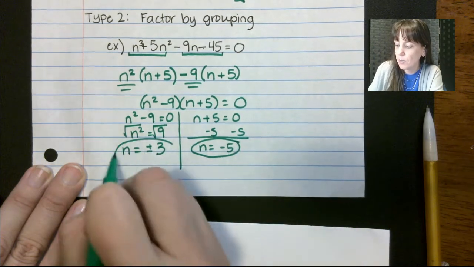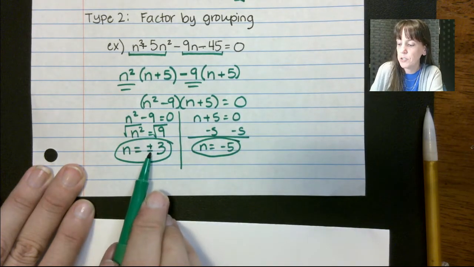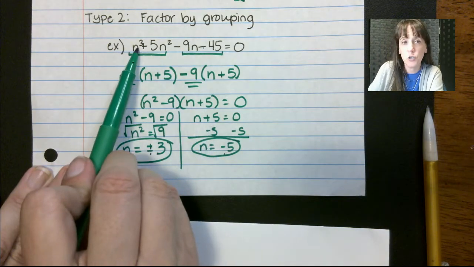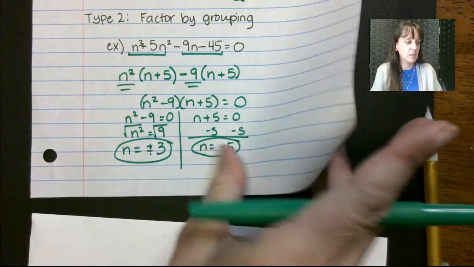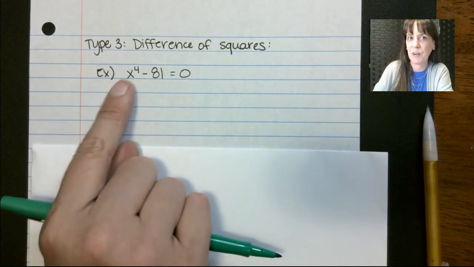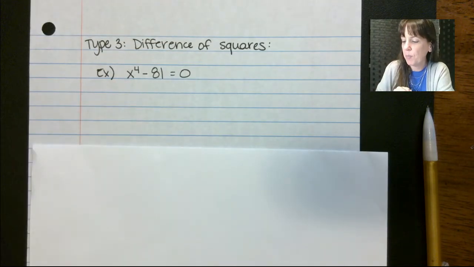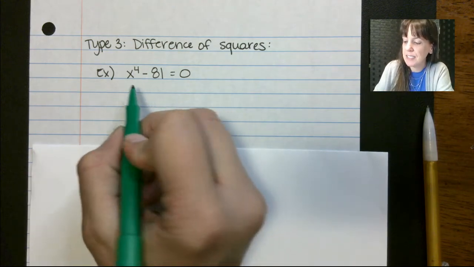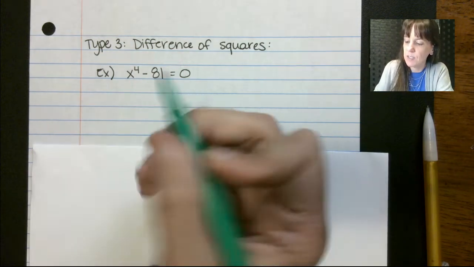Okay, so how many answers do we have? 1, 2, 3. How many answers should we have? 3. We have done this correctly. Okay, so let's take a look at some of these other ones. We have difference of squares here. So for difference of squares, and I know it seems kind of weird because we've got a 4 here, but what we can do is we would say a couple different ways of doing this.